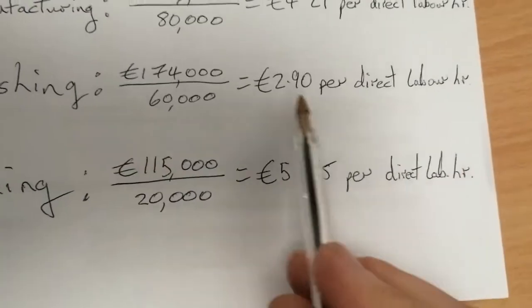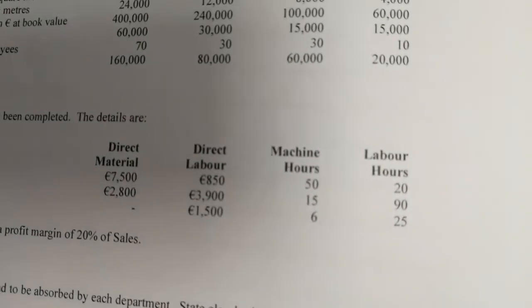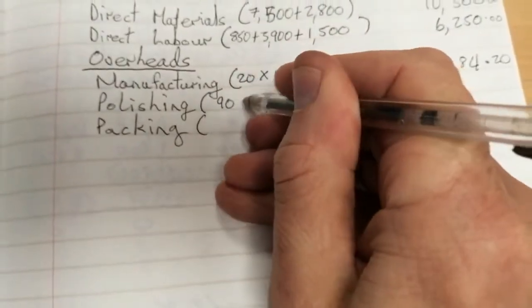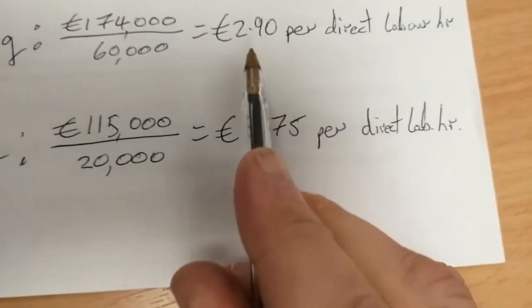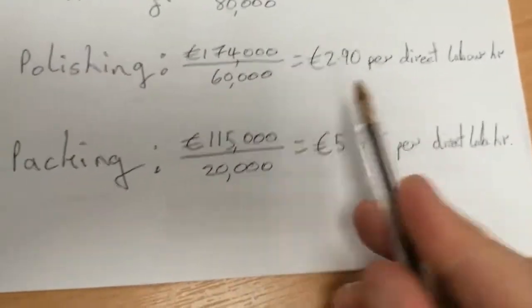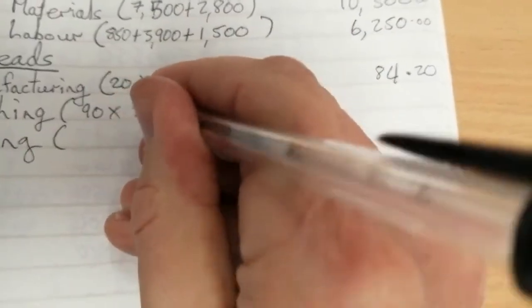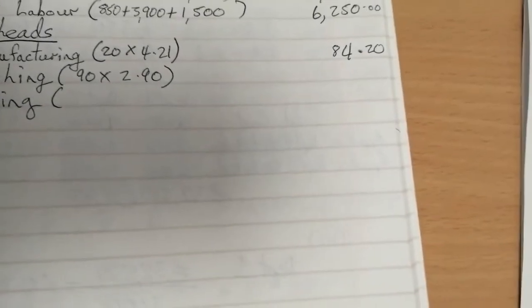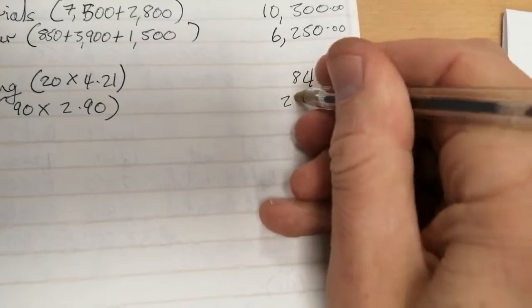For the polishing department, if we look, polishing department again was per direct labor hour. In fact, they were all per direct labor hour. The rate was 290. How many direct labor hours were worked in the polishing department? We can see that there were 90 of them. So it's going to be 90 multiplied by 290 per direct labor hour in the polishing department. Might need to get the calculator out for this. One sec now. 261.